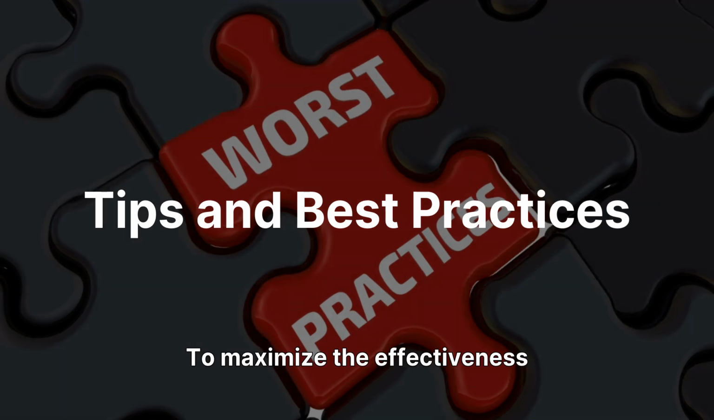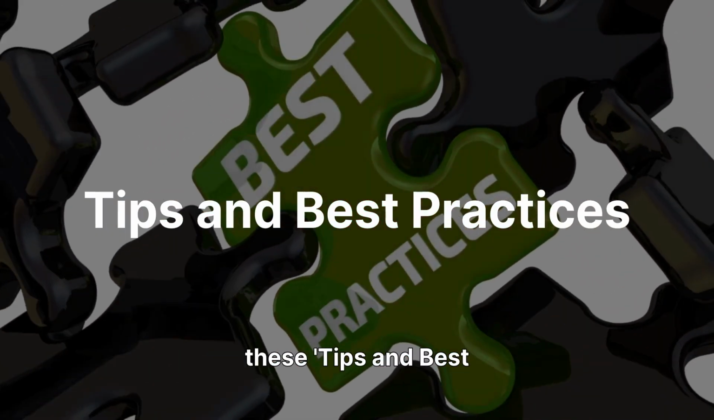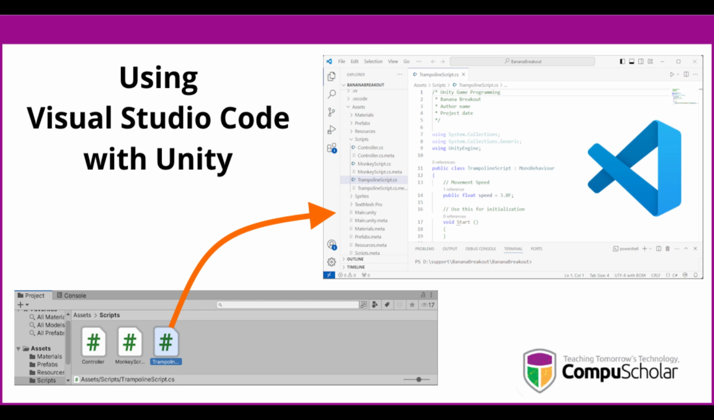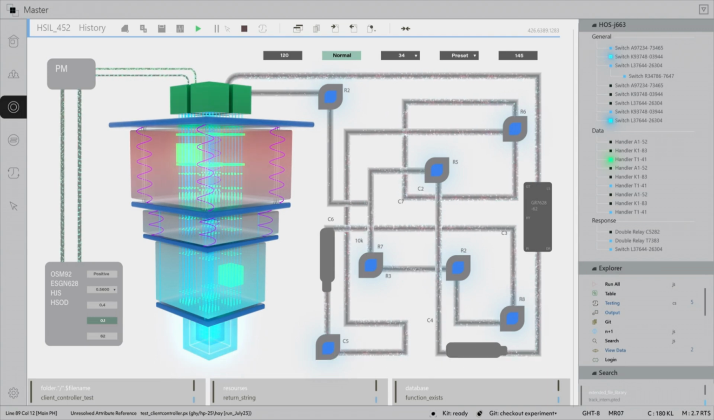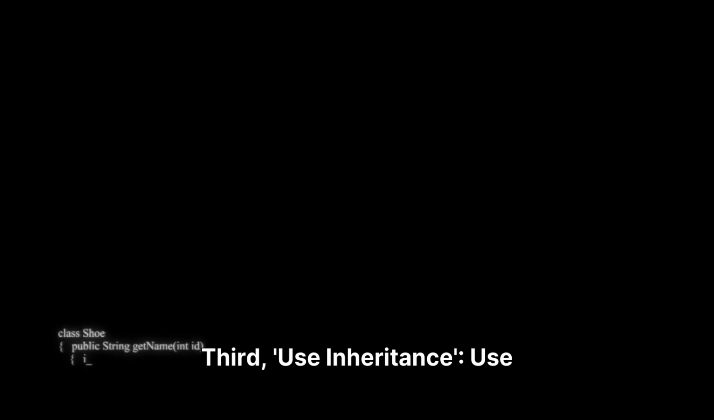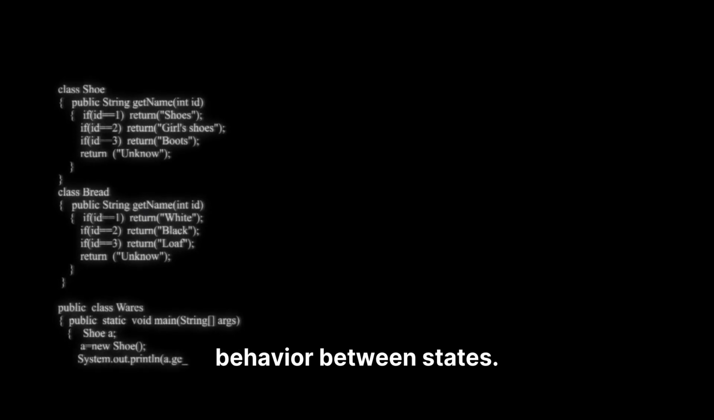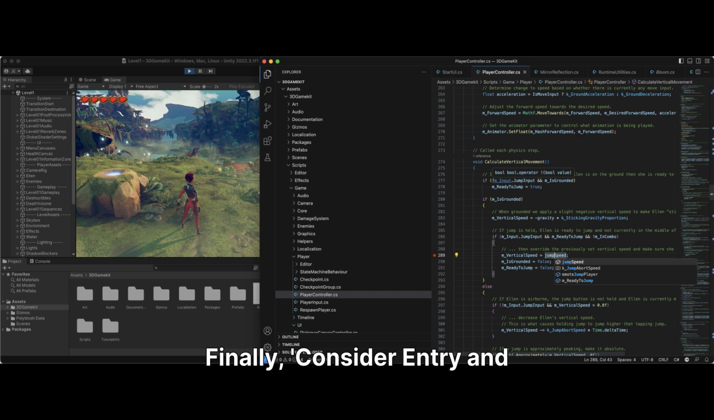To maximize the effectiveness of state machines, follow these tips and best practices. First, keep states focused. Each state should be responsible for one specific behavior or condition. Second, define clear transitions. Ensure transitions between states are well defined and based on specific events or conditions. Third, use inheritance. Use inheritance to share common behavior between states. Finally, consider entry and exit actions to perform setup and cleanup when entering and exiting states.